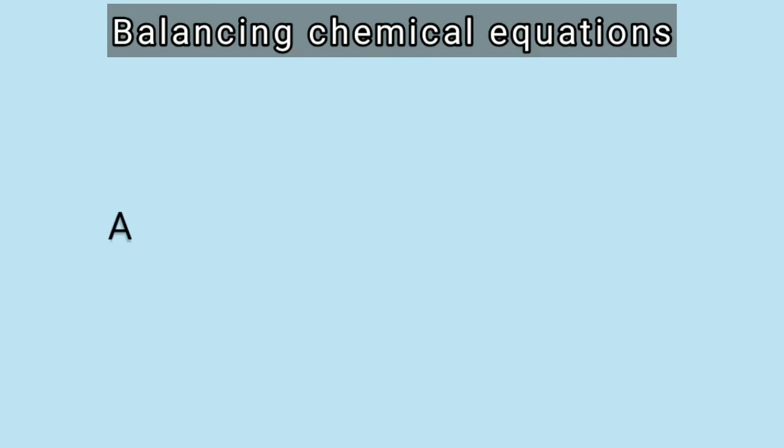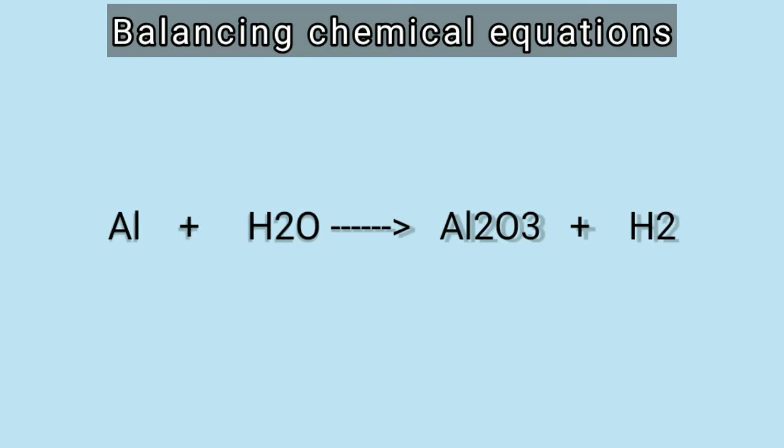Next equation is aluminium reacts with water to form aluminium oxide and hydrogen gas. We have 1 aluminium atom on left side and 2 on right side. So we will write 2 as a coefficient of aluminium on left side. We have 3 oxygen atoms on right side and 1 on left side. To balance that, we will write 3 as a coefficient of water on left side.